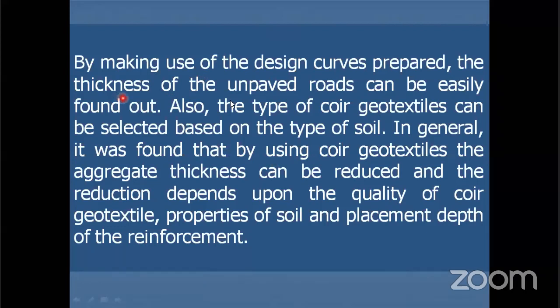Now, by making use of the design curves prepared, the thickness of unpaved roads can be easily found out. There also, the type of coir geotextile can be selected based on the type of soil. In general, it was found that by using coir geotextile, the aggregate thickness can be reduced, and the reduction depends upon the quality of the coir geotextile, properties of the soil, and the placement depth of the reinforcement.